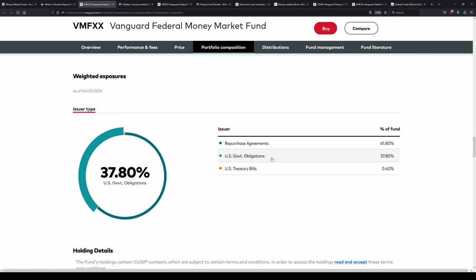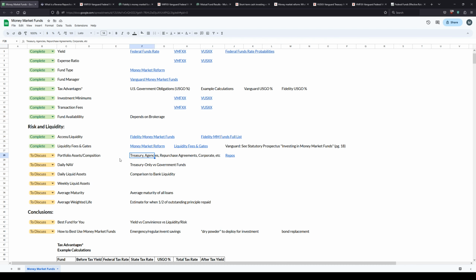U.S. government obligations, as we've talked about before, are those assets that are exempt from the state income tax, which also includes treasury bills as well. Generally speaking, the highest quality assets a money market fund can hold are treasury bills, with a close second being repurchase agreements that are backed by treasury bills as well. Government money market funds won't have any corporate securities, but if you have a prime money market fund, it is possible that you have some assets at least invested in those corporate short-term securities.